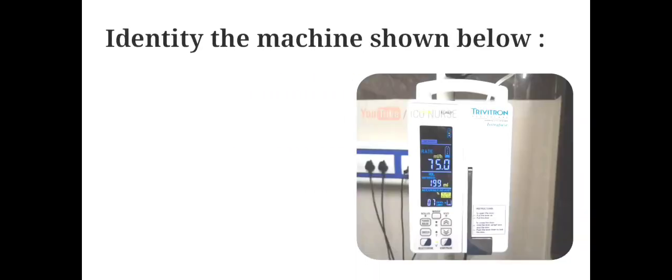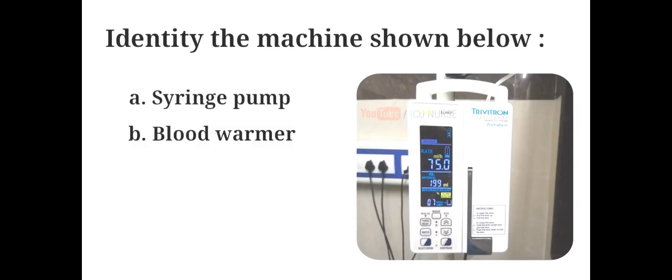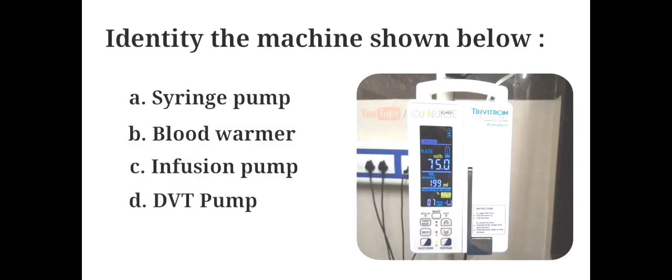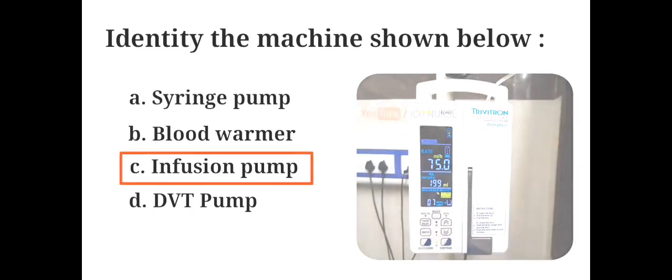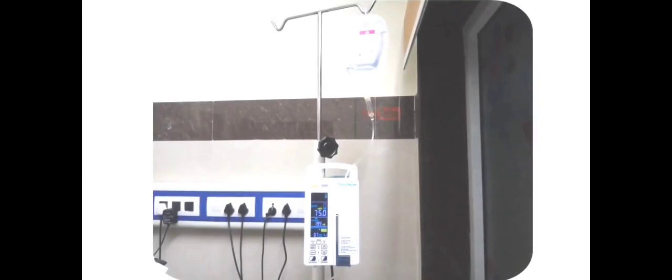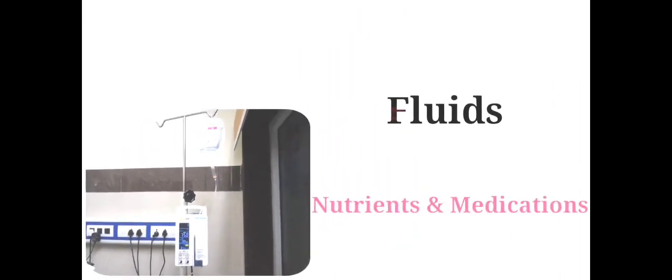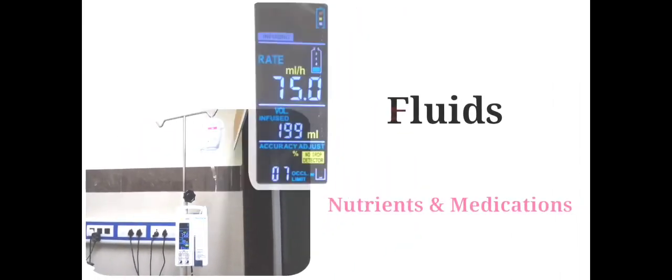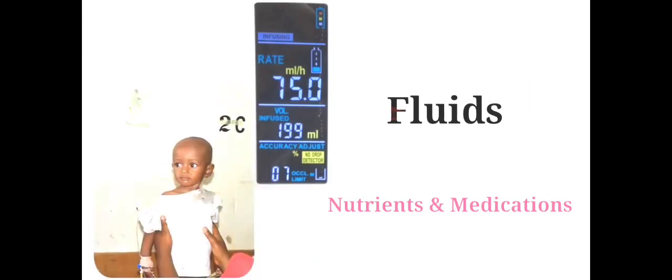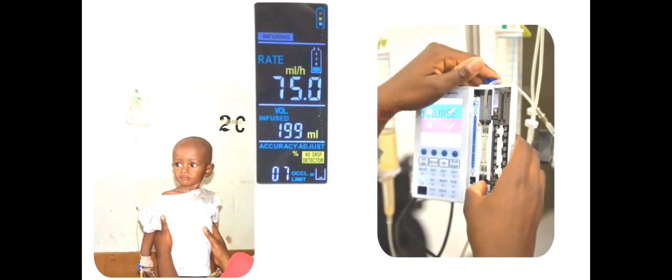Identify the machine shown below. A. Syringe pump, B. Blood warmer, C. Infusion pump, D. DVT pump. And the answer is C. Infusion pump. An infusion pump is a medical device that delivers fluids such as nutrients and medications into a patient's body in controlled amounts. By using normal IV drip, the flow rate cannot be controlled. But by using infusion pump, the flow rate can be controlled as per requirement.